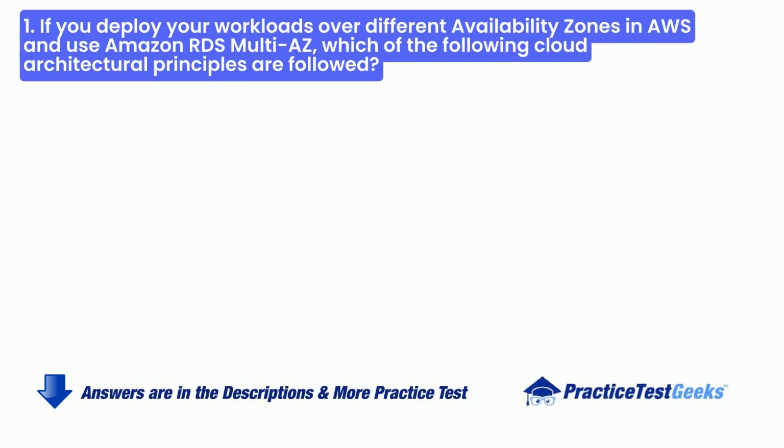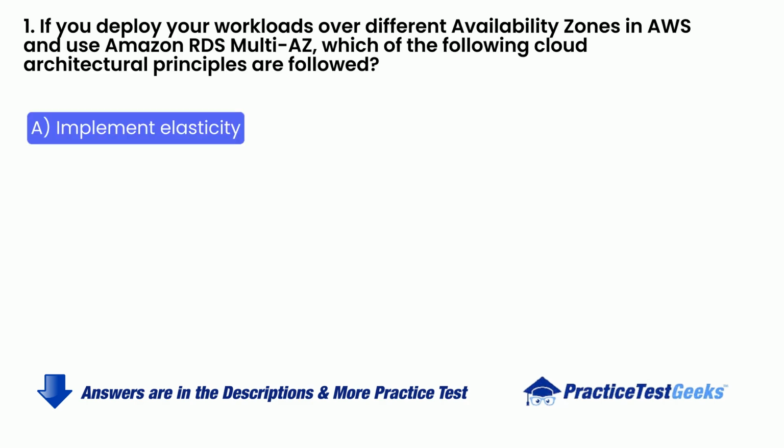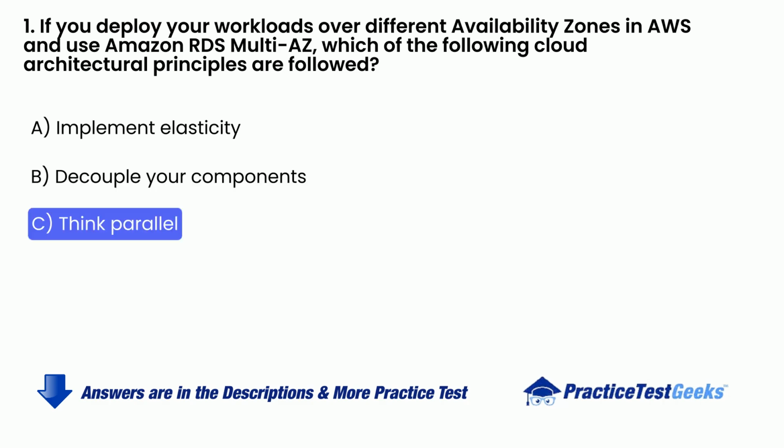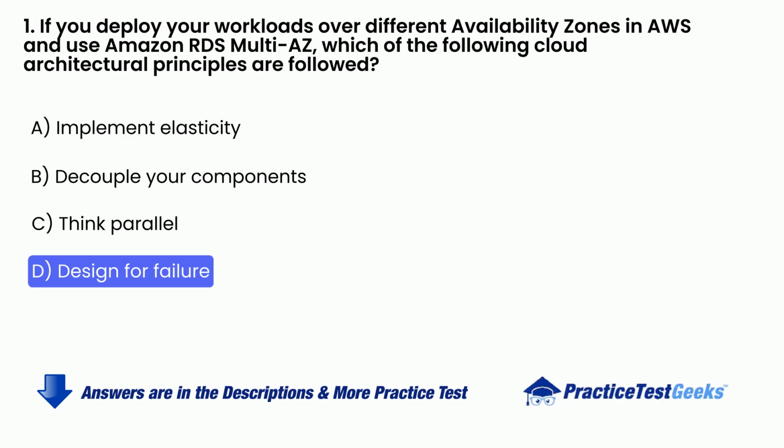If you deploy your workloads over different availability zones in AWS and use Amazon RDS Multi-AZ, which of the following cloud architectural principles are followed? A. Implement elasticity. B. Decouple your components. C. Think parallel. D. Design for failure.